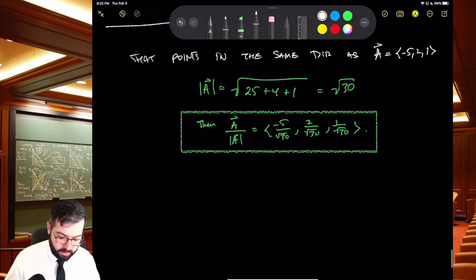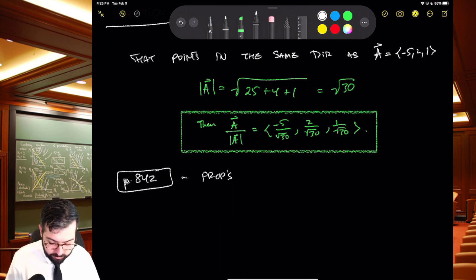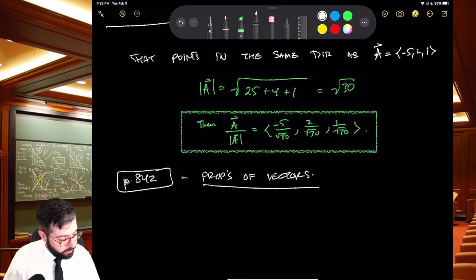Okay. I'd like you to head to page 842. I feel like we did quite a bit of work to unpack the basics of building these things. But page 842 gives you the properties of vectors. And I feel like you're at a place where you could prove all of these, play with some of the proofs there, and sort it out yourself.